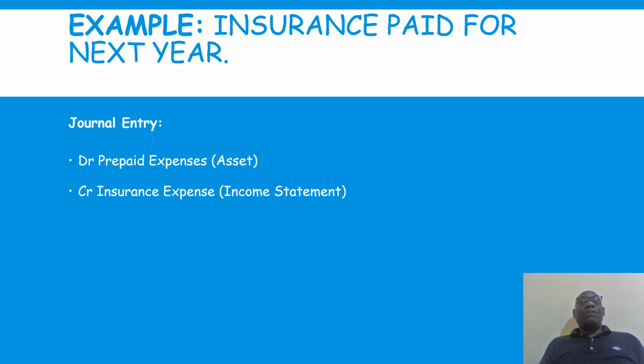I was saying that the journal entry will be that we need to debit the prepaid expense account, which in this regard is an asset on the part of the business, and then the corresponding credit entry will be made in the insurance expense account. This is in the income statement, particularly the profit and loss account.